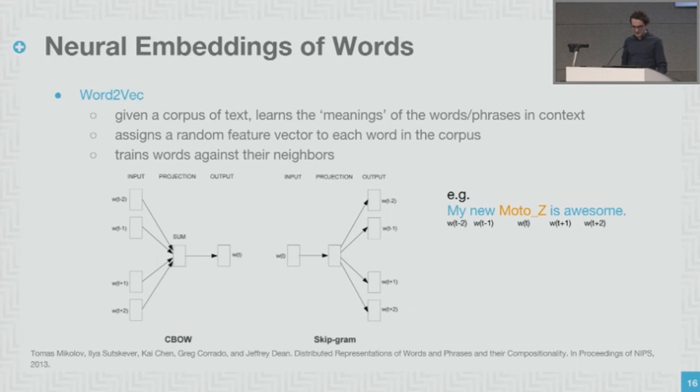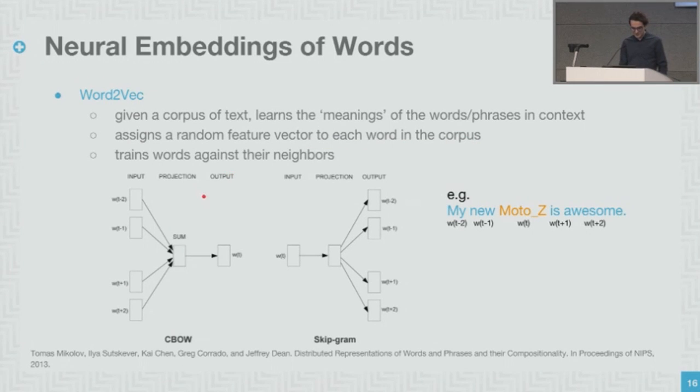For learning the meaning of words, there's a simple artificial neural network architecture called word2vec. Given a corpus of text, it learns the meanings of the words and phrases in context. It's similar to how a child learns a first language, basically. It looks at the neighbors of a word in context to make sense of it. It works by assigning a random feature vector to each word in the corpus, where the corpus is a body of text, and then trains words against their neighbors.